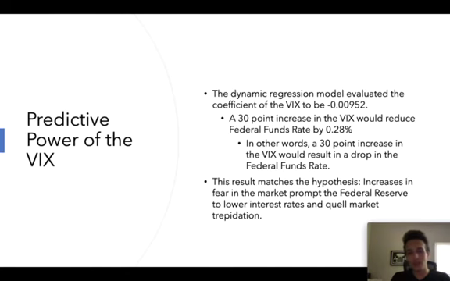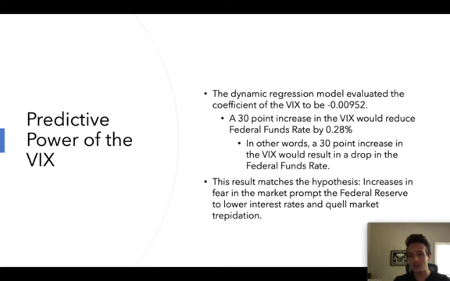The predictive power of the VIX. The dynamic regression model evaluated the coefficient of the VIX to be negative 0.00952. And while this value may seem small, you have to remember that the VIX can vary widely. A 30-point increase in the VIX would reduce the federal funds rate by 0.28%, meaning that when fear increases, and we see an additional 30% increase in the standard deviation of the S&P 500, the federal funds rate is likely to drop its target range window by approximately 0.25%, which happens to be the federal funds rate target window.